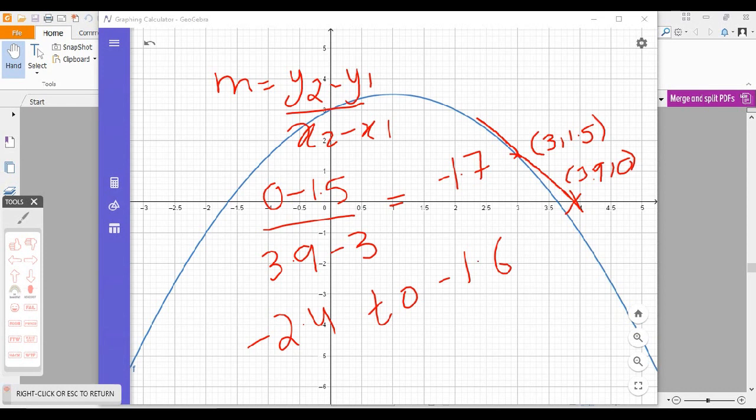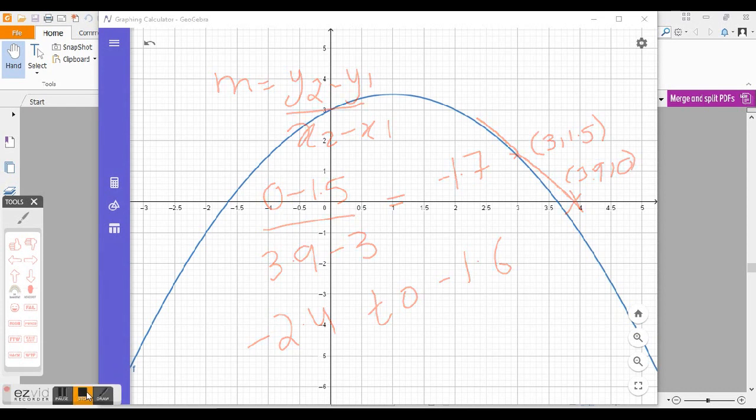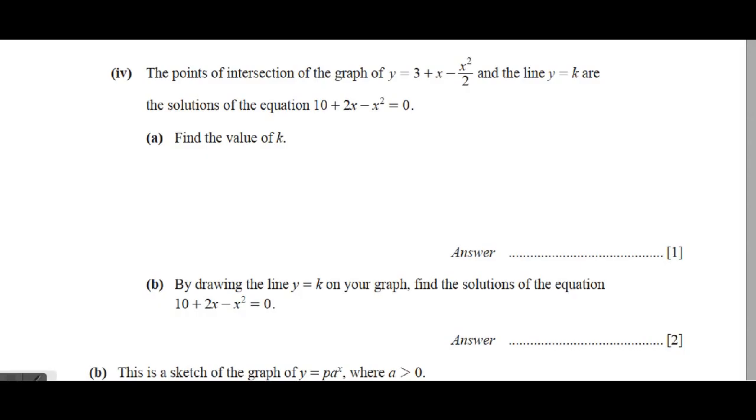Okay. Part 4. The points of intersection of this graph and the line y equals k are the solutions of this equation. Find the value of k. Like I've taught you in the class, figure out what can be eliminated from these two equations to get an equation like this, where k is a constant.